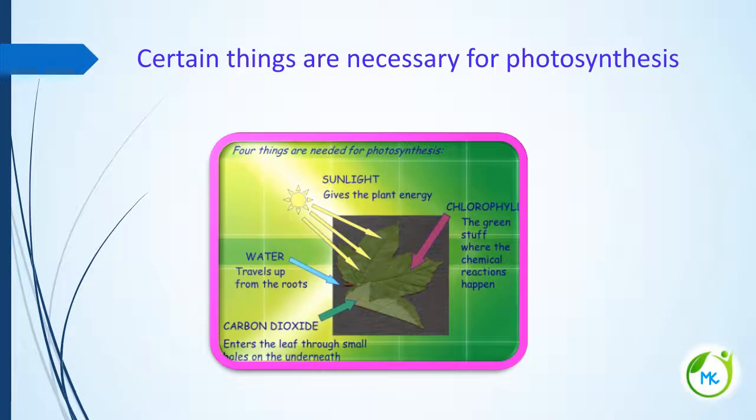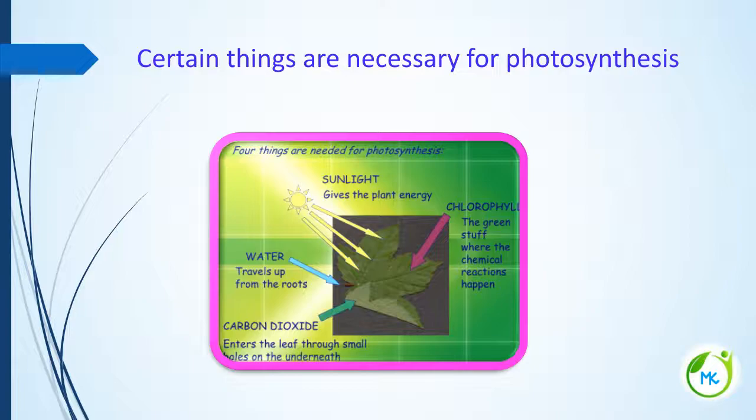What are the things that are required for photosynthesis? There are 4 important things that are needed for photosynthesis. Number 1, light. So the plants get the light energy from the sun. Number 2, plant require water. So water that is found in the soil in the form of soil solution is taken up by the plant through the roots. So from the roots, the water reaches the leaves by means of xylem.